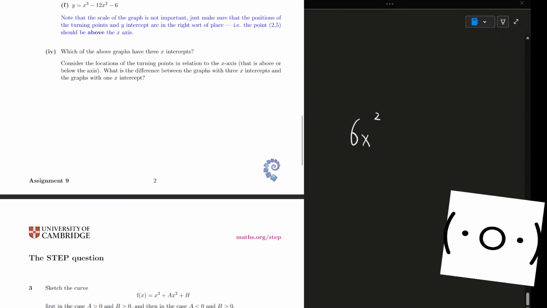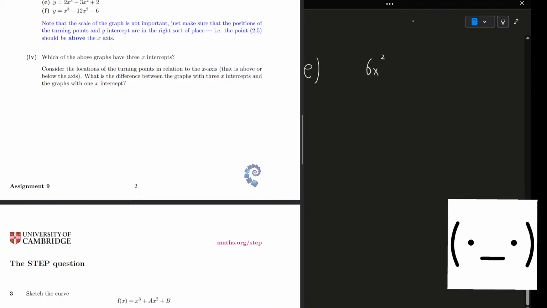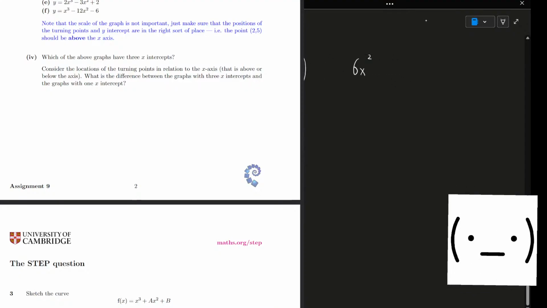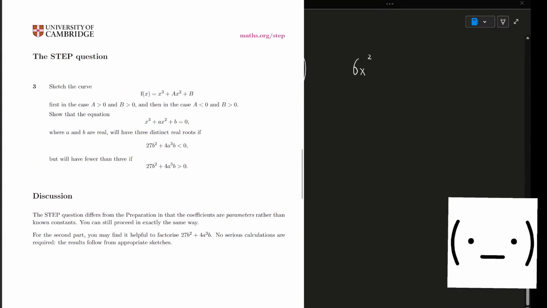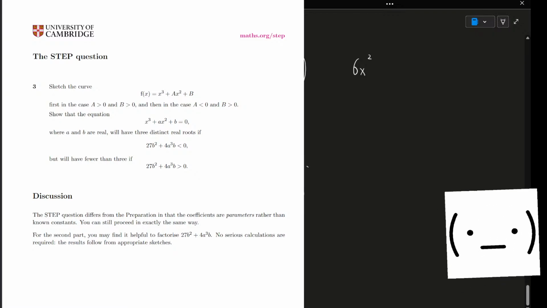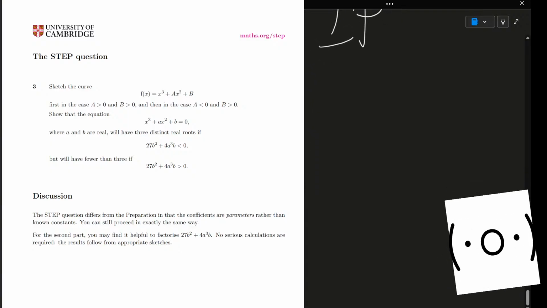You know what? I'm skipping this. Actively, this is not worth my time, gang. Genuinely, I don't care about drawing 6 more cubics. I know how to draw a cubic. Right. Let's go do the next question. Skip this down. Sketch the curve.